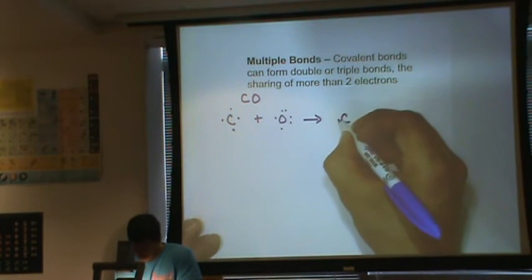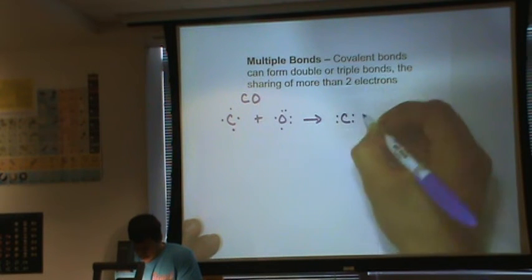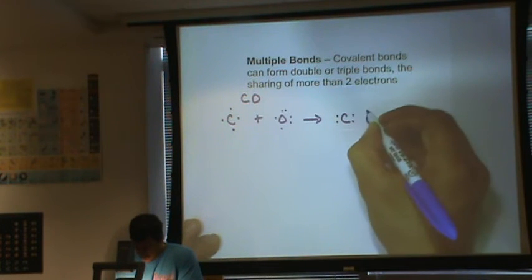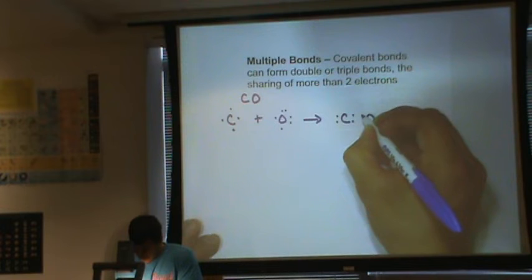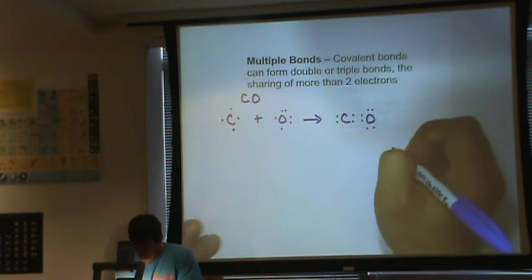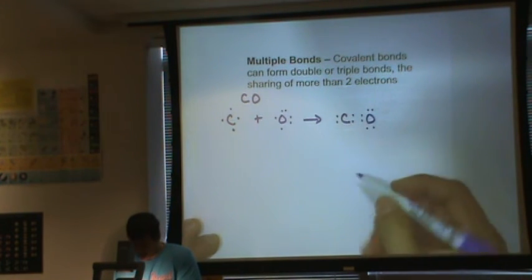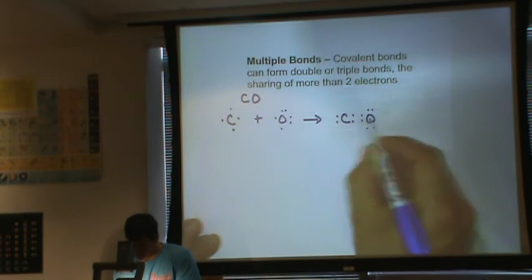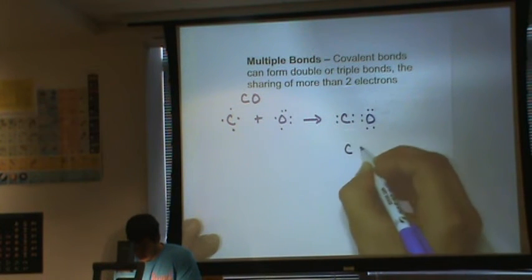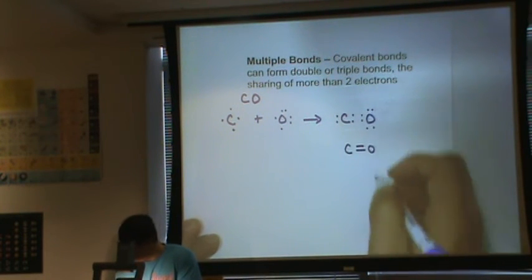I'm going to do 1, 2, 3, 4. And oxygen has 6. 1, 2, 3, 4, 5, 6. So the way we represent double bonds is when we form our bond, instead of putting 1 line, we put 2. Like so.